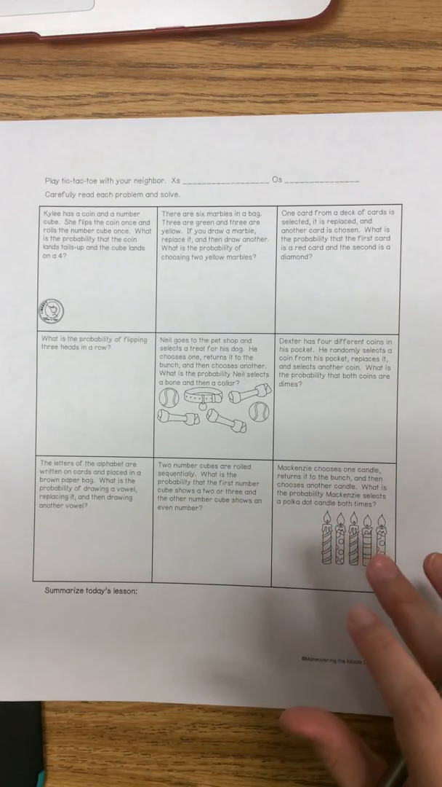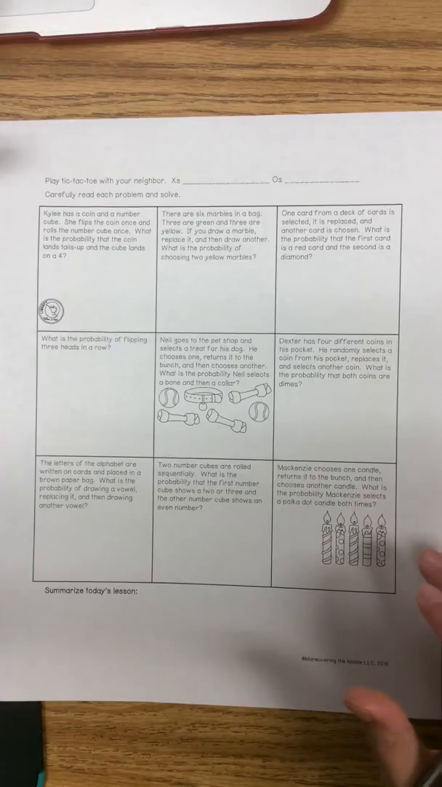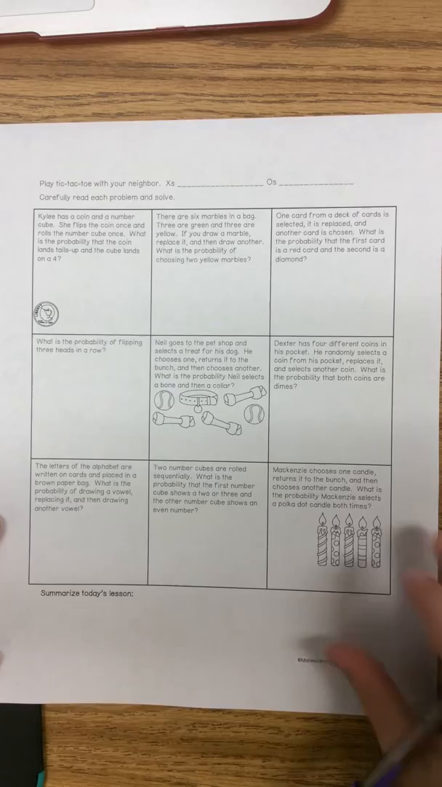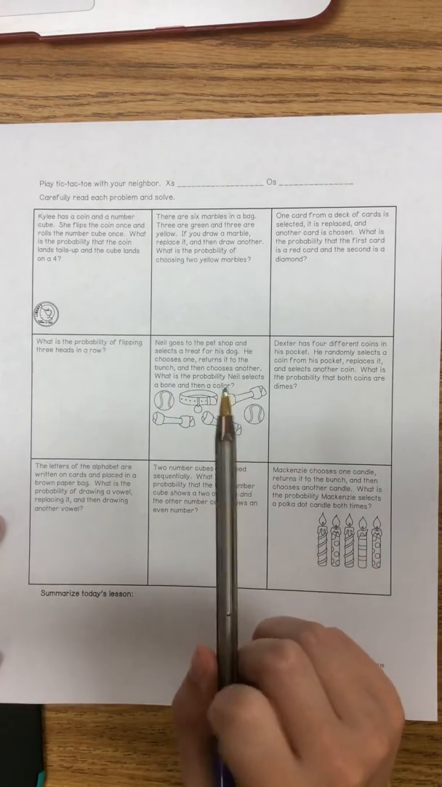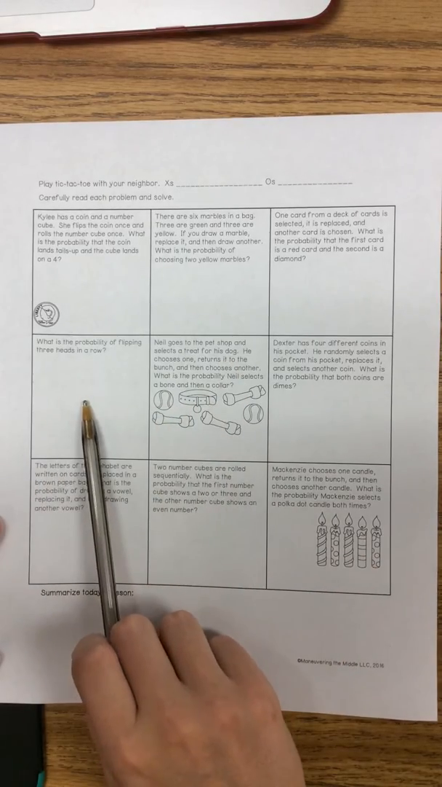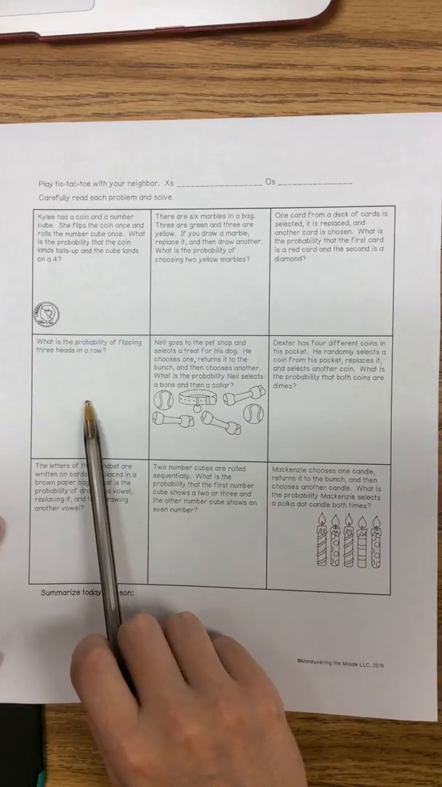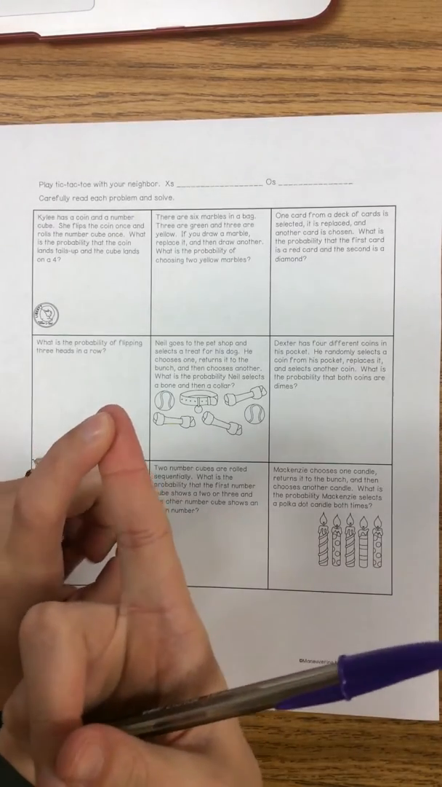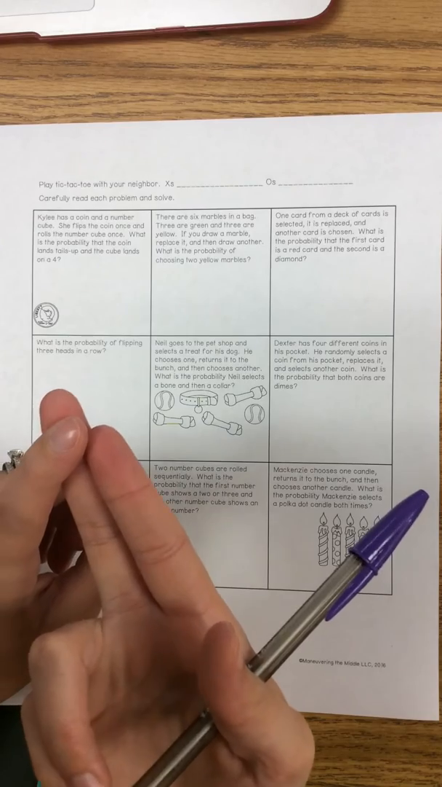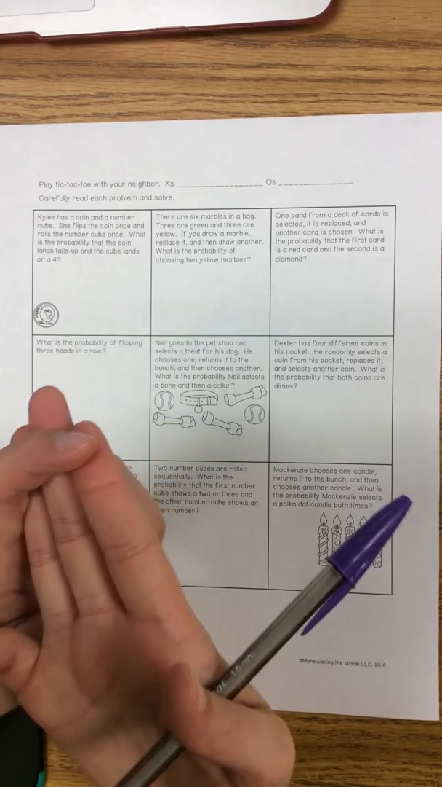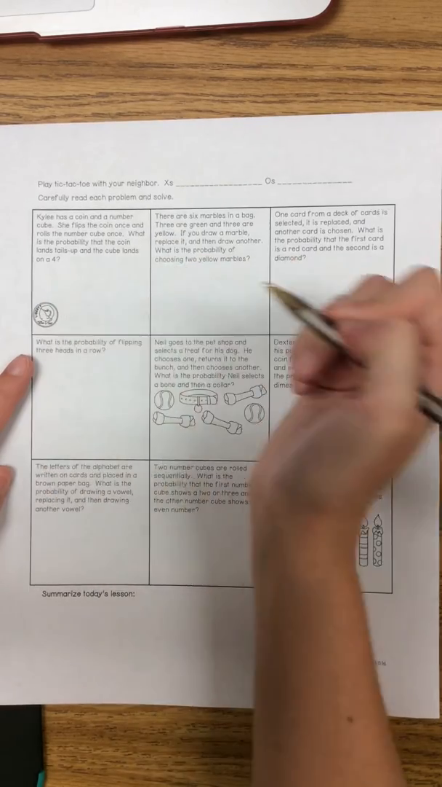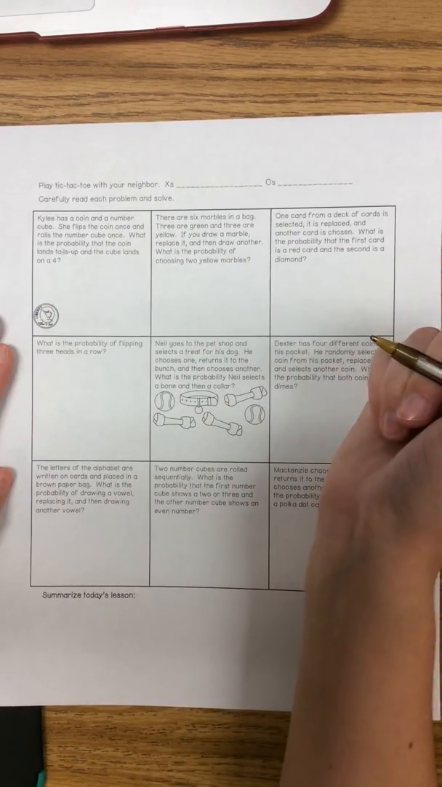And now we're not going to do all these. We're just going to do a couple. Let's see. Okay, let's do this one. What is the probability of flipping 3 heads in a row? Okay, so 3 heads in a row. Well, that would be the probability of flipping a head times the probability of flipping a head times the probability of flipping another head. So let's start with, if we flip our coin once, how many heads can we get?